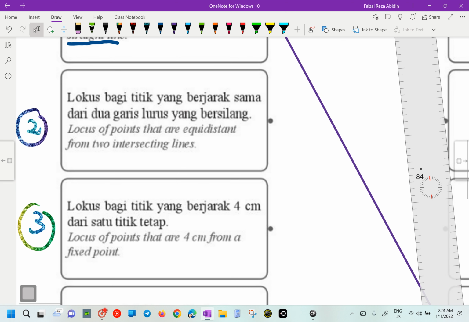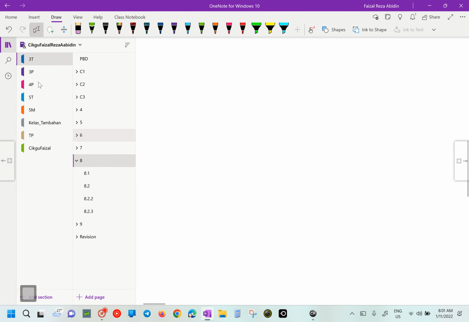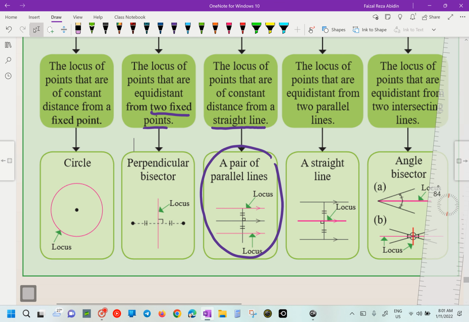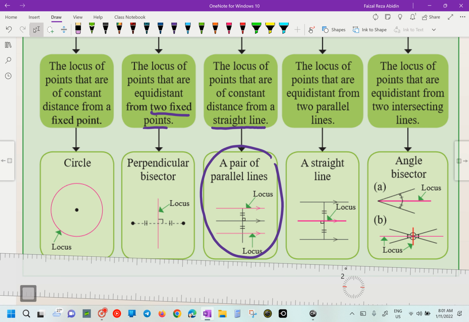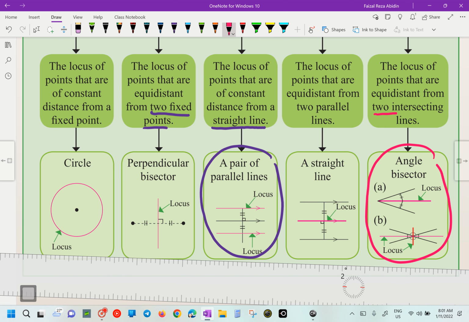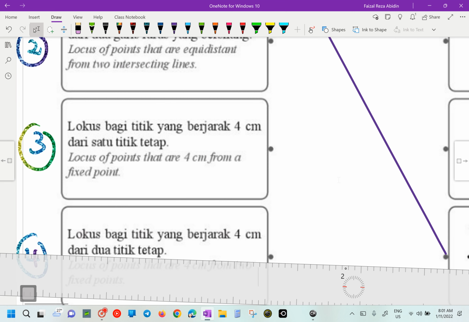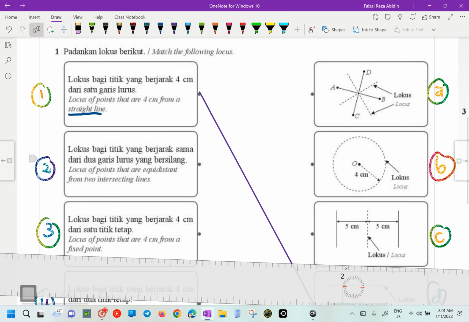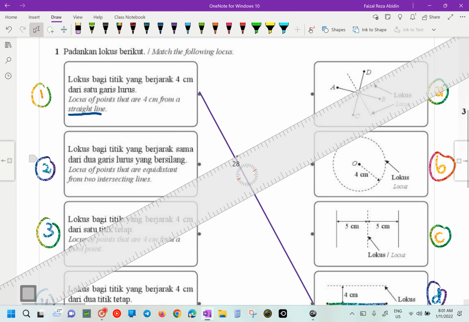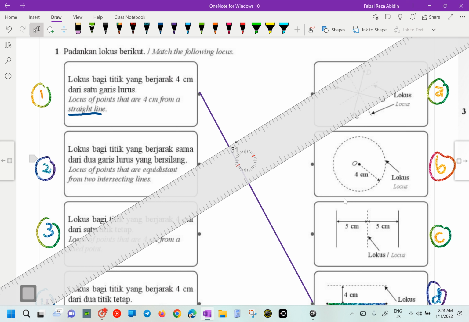Okay. Locus of point that are equidistant from 2 intersecting lines. Okay, let me have a look in our textbook. Two intersecting lines. We are going to have what there? Angle bisector over here. Two intersecting lines. So, if you look back in our Nilam book, number two here, we are going to get? Number A. Number two is going to be A there. Finish. So quick.